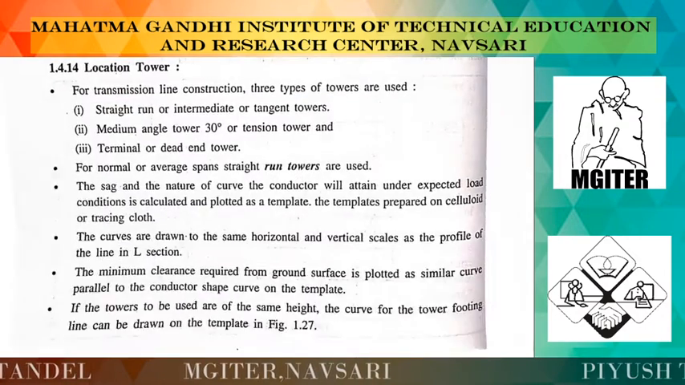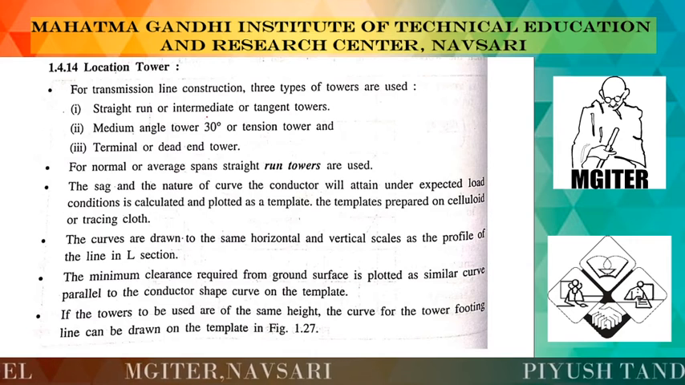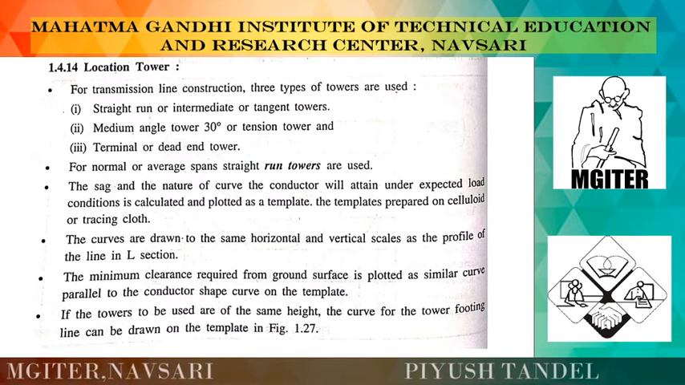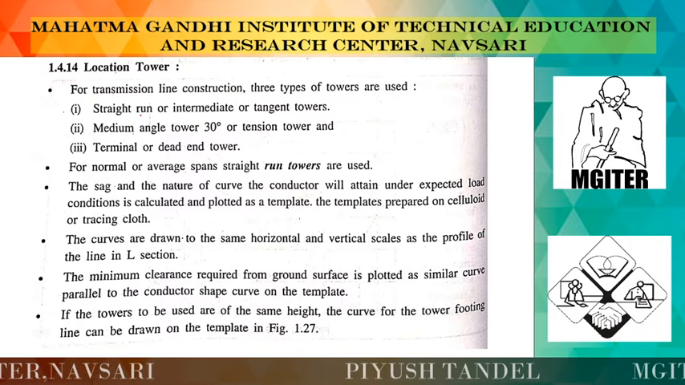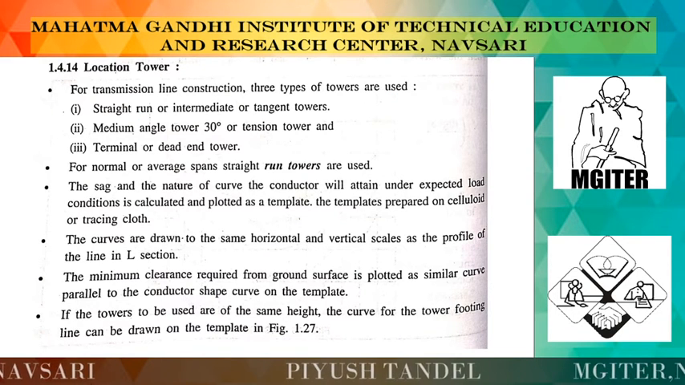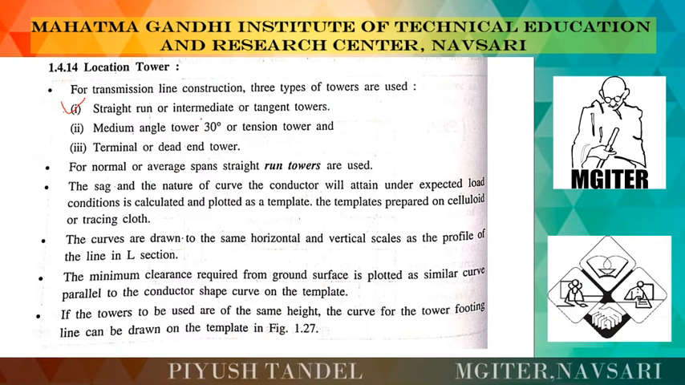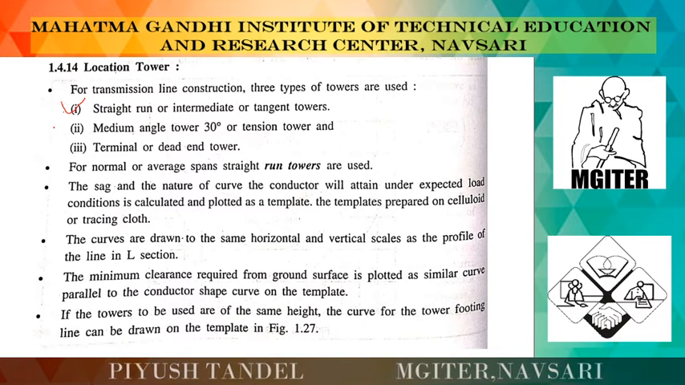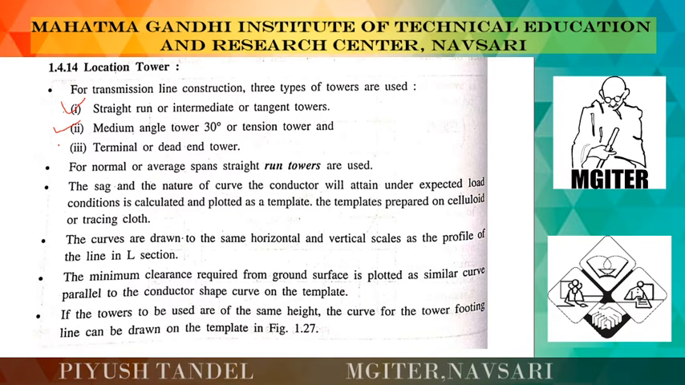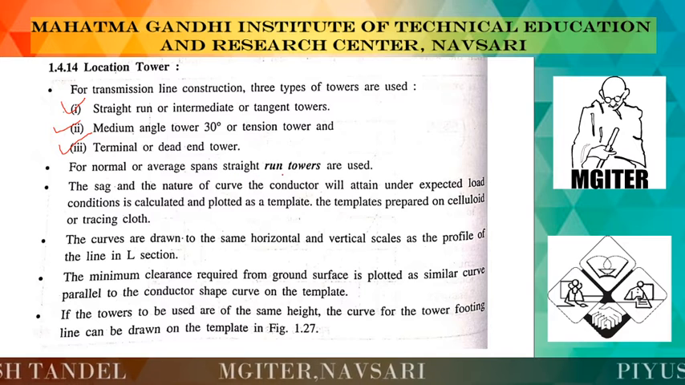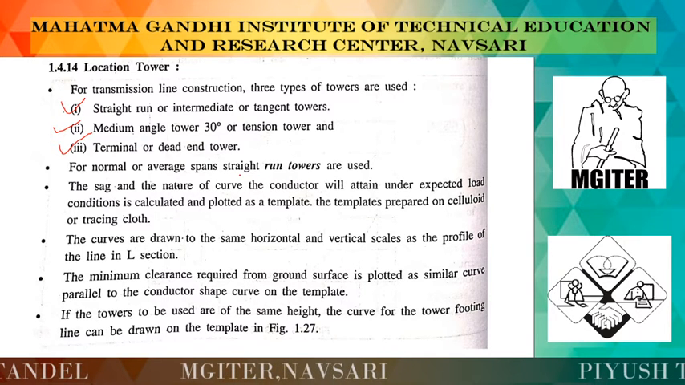Okay, so next, location of tower. For transmission line construction, there are three types of tower that are used: straight run or intermediate or tangent tower, then medium angle tower, that is 30-degree, or tension tower, and terminal or dead end tower. These are the three types of tower. For the normal or average span, straight run towers are used.